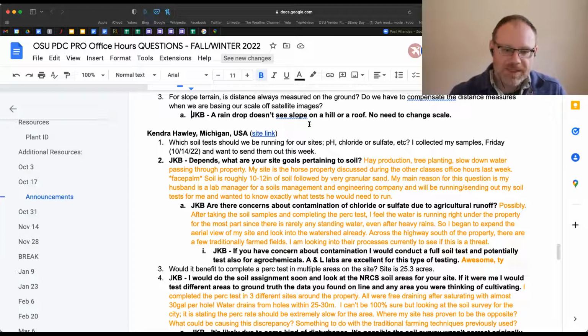And she said, possibly. After taking the soil samples and completing the perc test, I feel the water is running right under the property for the most part, since there's rarely any standing water, even across heavy rains. So I began to expand the aerial view of my site, looking at the watershed across the highway south of the property. There are a few traditionally farmed fields. I'm looking into the process currently to see if that is a threat.